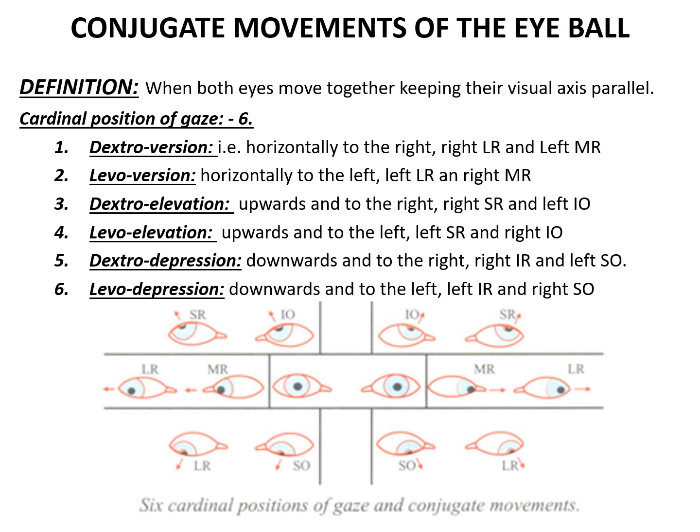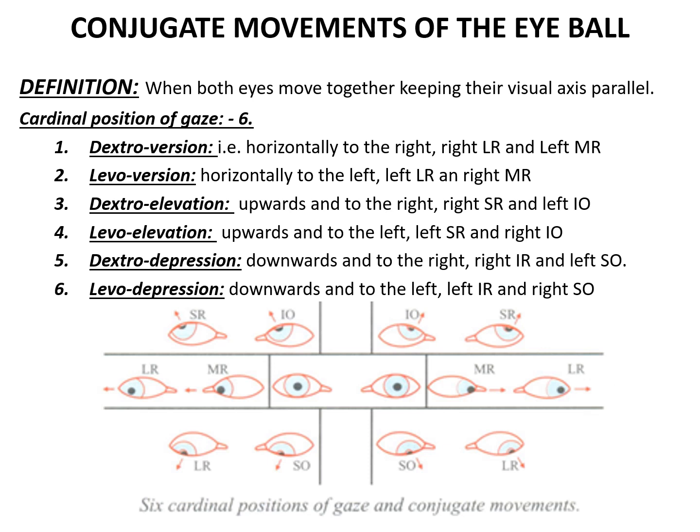In this slide, you can appreciate the conjugate movements of the eyeball. Conjugate movements of the eyeball means the versions. By definition, it means simultaneous and equal movements of both eyes towards a particular direction, which is called version.